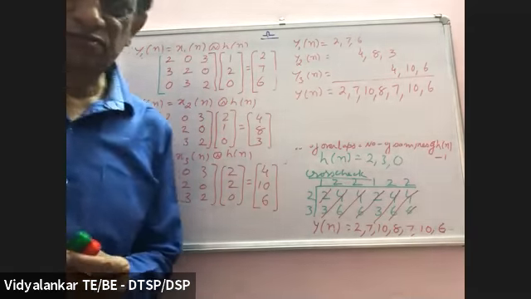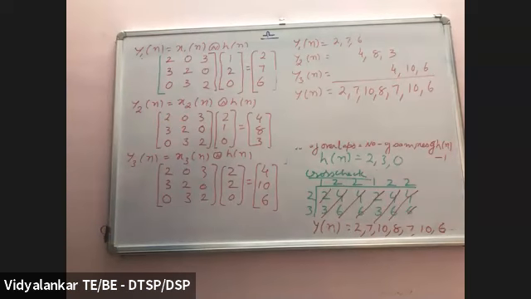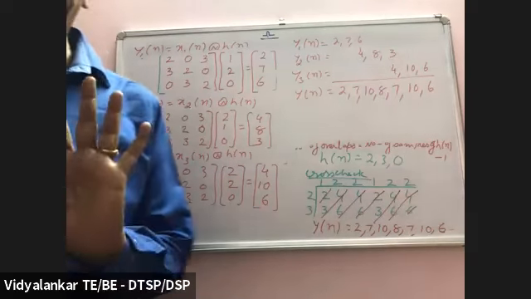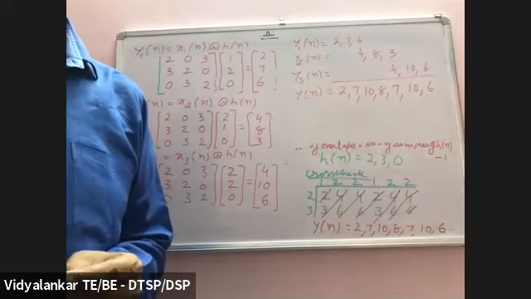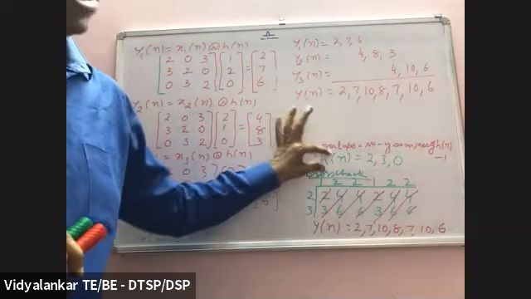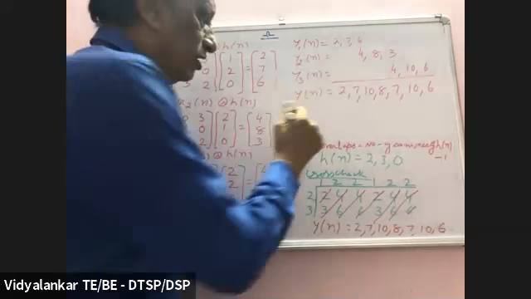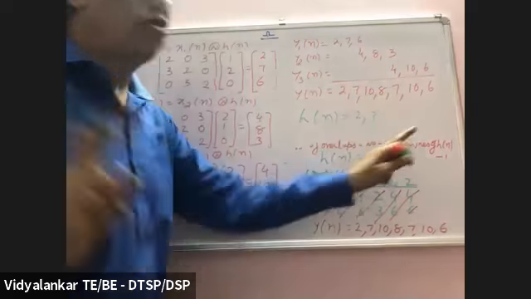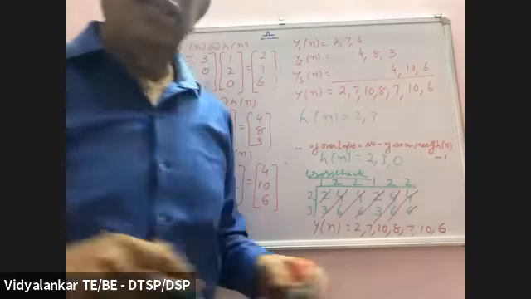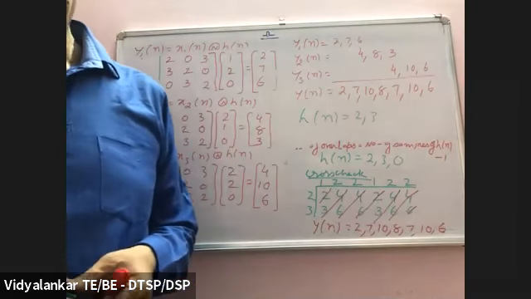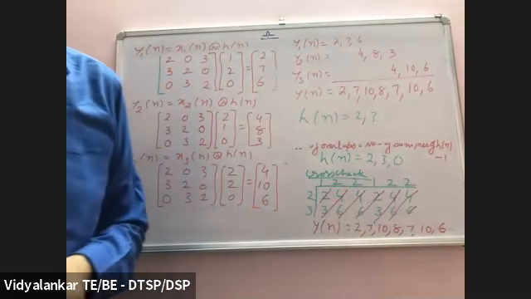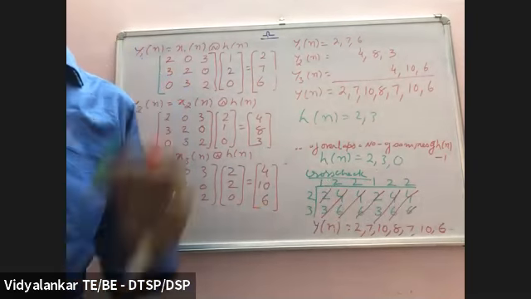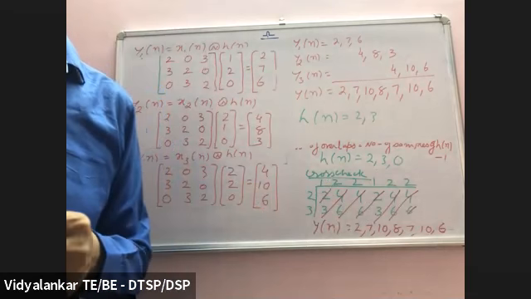Hello, sir. Pardon? But sir, when we split into two parts, the number of overlaps will increase, no? The number of overlaps remains the same. However many parts you split into, it doesn't matter. The number of overlaps is decided by the impulse response, whatever h of n is given. If h of n is given 2 values, then only 1 overlap. If 3 values are given, then you require 2 overlaps. However many splits you do, that 1 overlap or 2 overlaps remains the same. They cannot change.